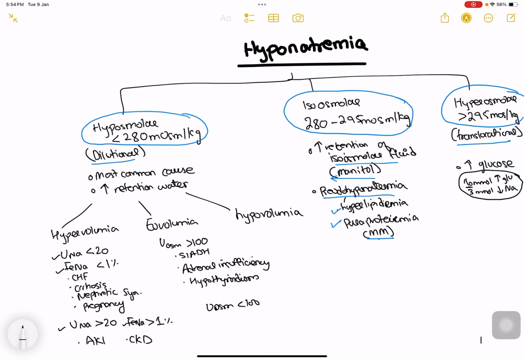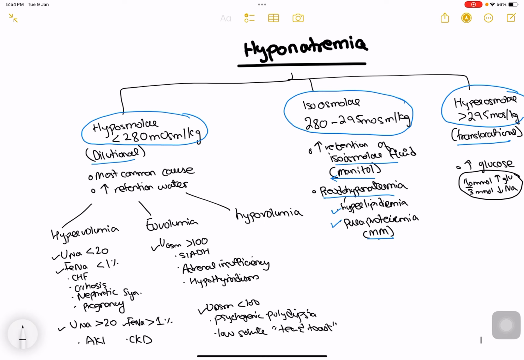If it's less than 100, then the causes are psychogenic polydipsia, or it could be low solute, that is tea and toast. And this is more frequently asked in QE1. Okay, so urine osmolarity less than 100, urine osmolarity more than 100, then SIADH, adrenal insufficiency, hypothyroidism. If it's less than 100, then psychogenic polydipsia or low solute like tea and toast diet.